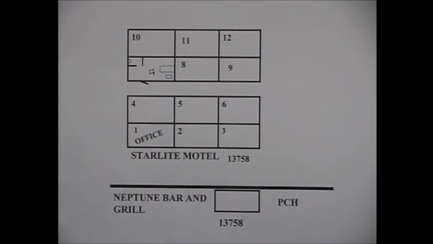9 Lincoln 6, Sam, start rolling towards 13789 PCH, the Starlight Motel. We had a report of a 261 victim at that location.